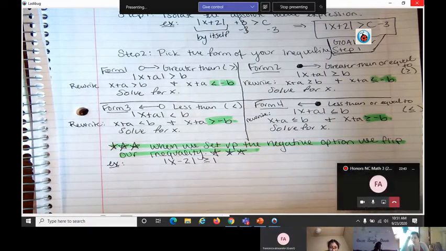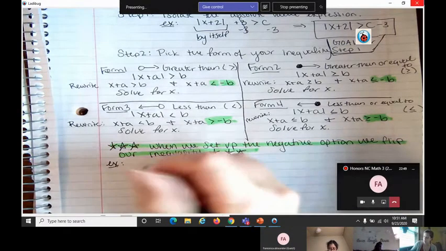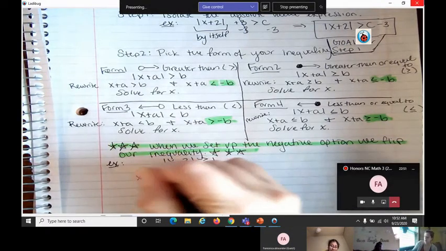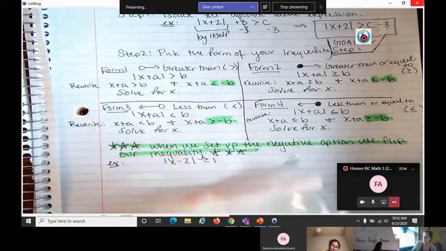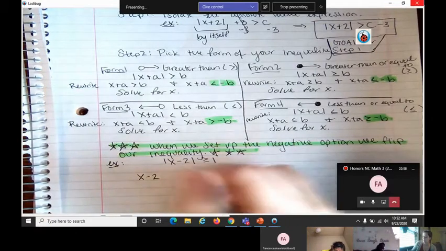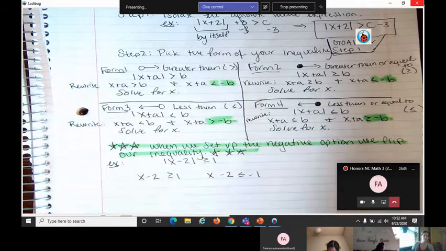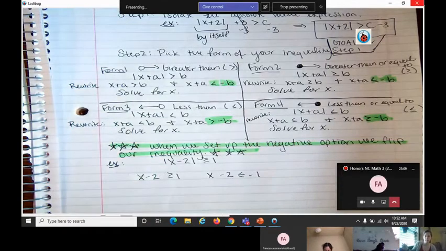Form 2. Yeah, form 2. Okay, so form 2 has us splitting it as x minus 2 is greater than or equal to 1, and x minus 2 is less than or equal to negative 1. So those are the 2 different forms that we have. Okay, and then we solve those equations.